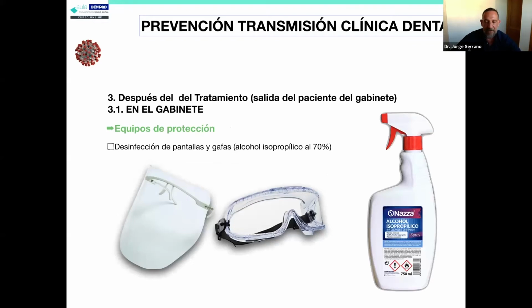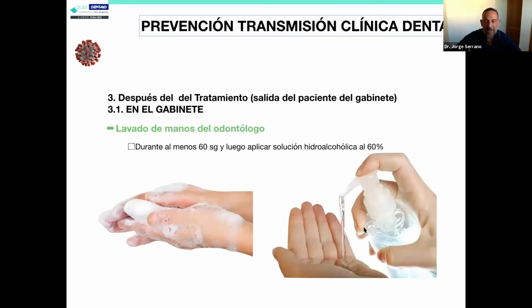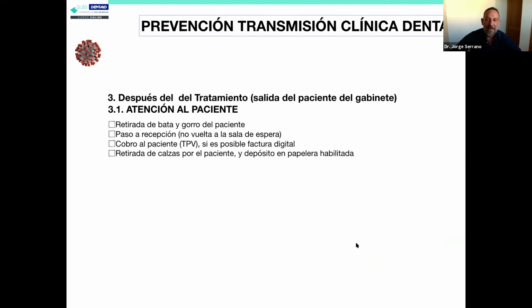We should also disinfect our face shield and our glasses with alcohol solution, and we should wash our hands, as we said, for at least 60 seconds, and afterwards use a gel, 70%. The patient goes out to the reception. He should not go back to the waiting room.